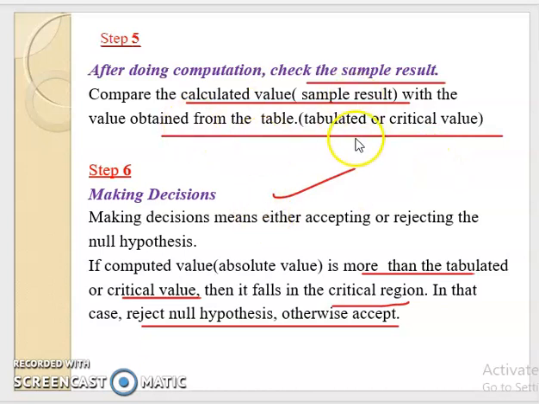And if the computed value is more than the tabulated value, then it falls in the critical region, and you will be rejecting the null hypothesis. And if you are getting a value which is less, that means if your computed test statistic value is less, then it will be accepted.